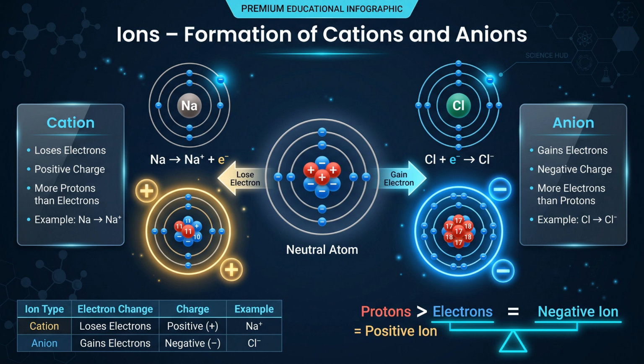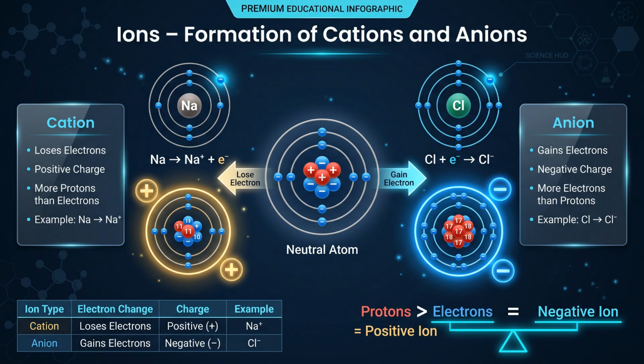The reaction can be written as Na → Na⁺ + e⁻. This equation means that a sodium atom loses one electron and becomes a sodium ion. The superscript plus indicates that the ion has a positive charge of +1. The atom has not lost any protons, it has lost only one electron. Therefore, the atomic number remains 11, but the electrical charge changes from 0 to +1.